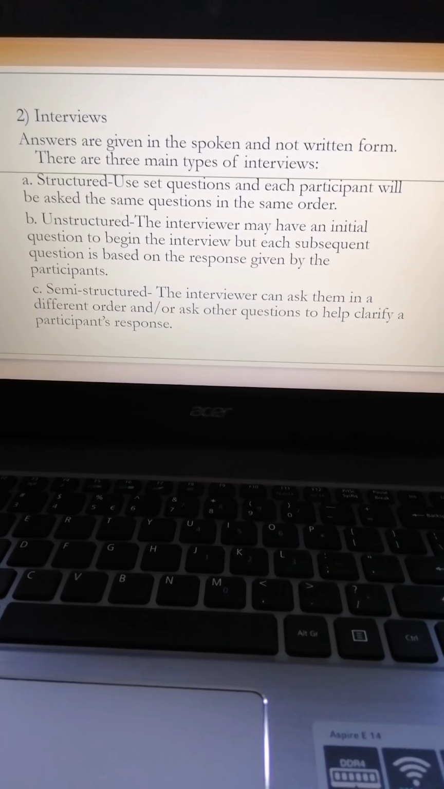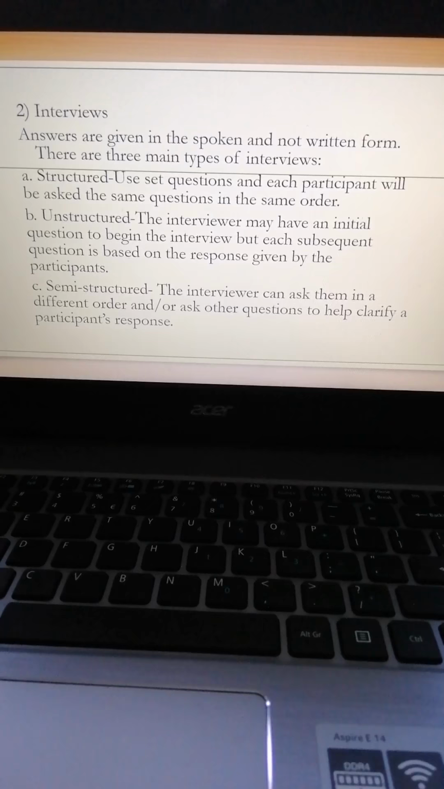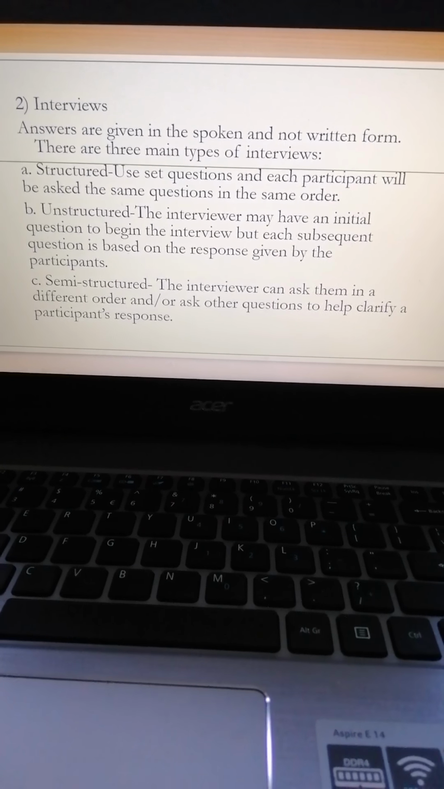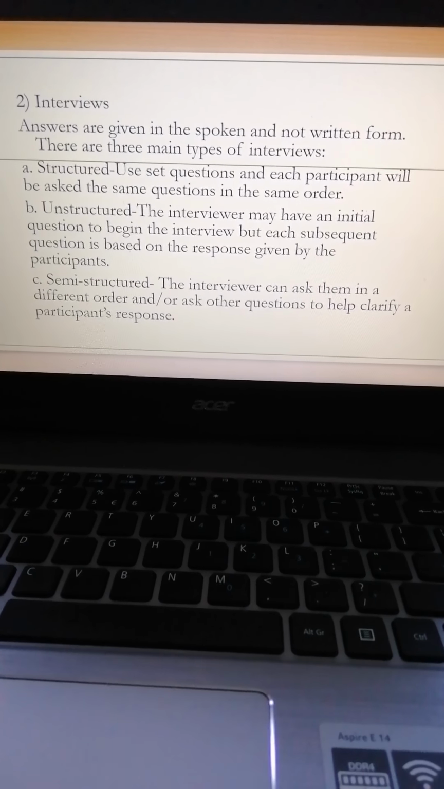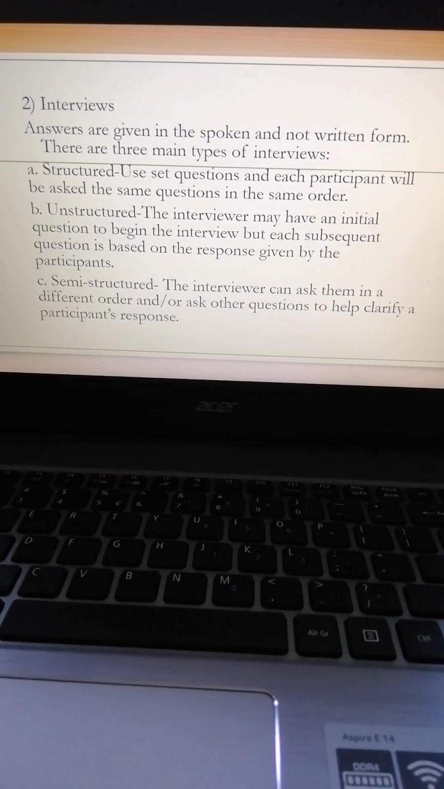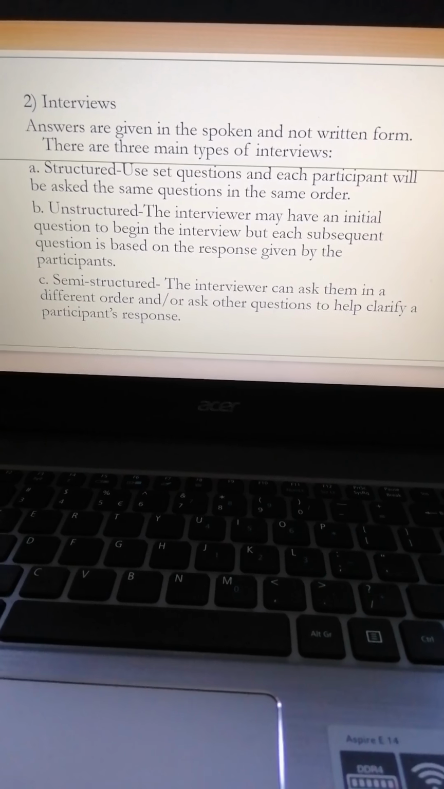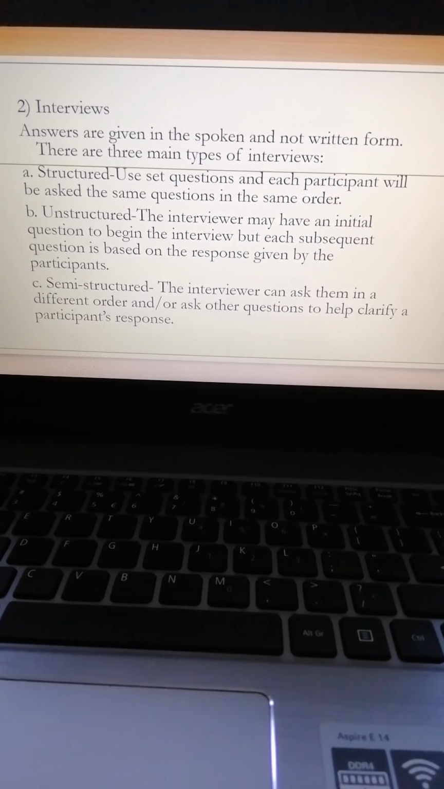The next type of self-report is interview. Normally, answers are given in the spoken and not in the written form. There are 3 main types of interviews you're going to learn. The first one is structured, the second one is unstructured, and the last one is semi-structured. So let's look into the first one, structured interview.